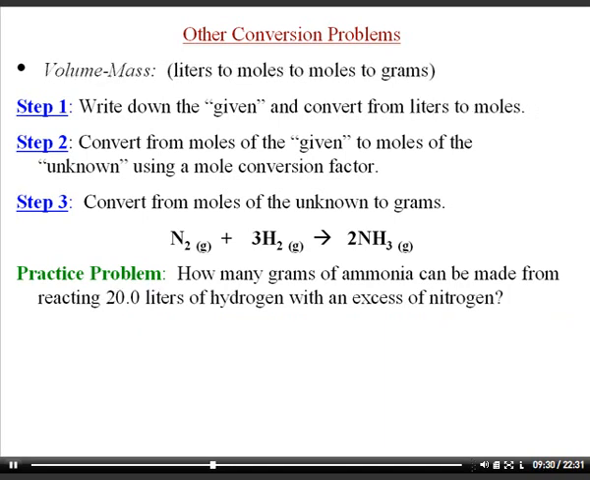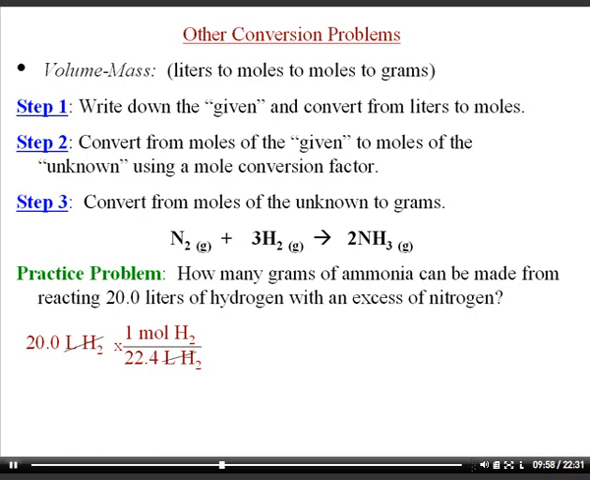This time we're going to have volume mass problems. We're going to start with the volume unit, which is liters. We're going to convert to moles. Then we're going to do our mole-mole step, and then we'll end up with the mass unit, which is grams. So let's look at the practice problem. It says how many grams of ammonia can be made from reacting 20 liters of hydrogen with an excess of nitrogen. So we start with the 20 liters of hydrogen as our given, and in order to convert this to moles, which is always our first step, we need to use the factor of 22.4 liters is equal to 1 mole.